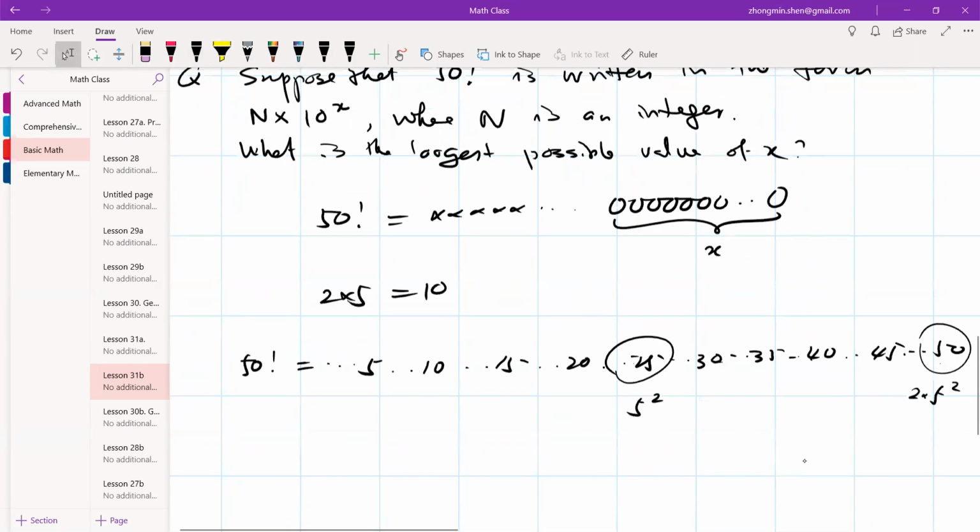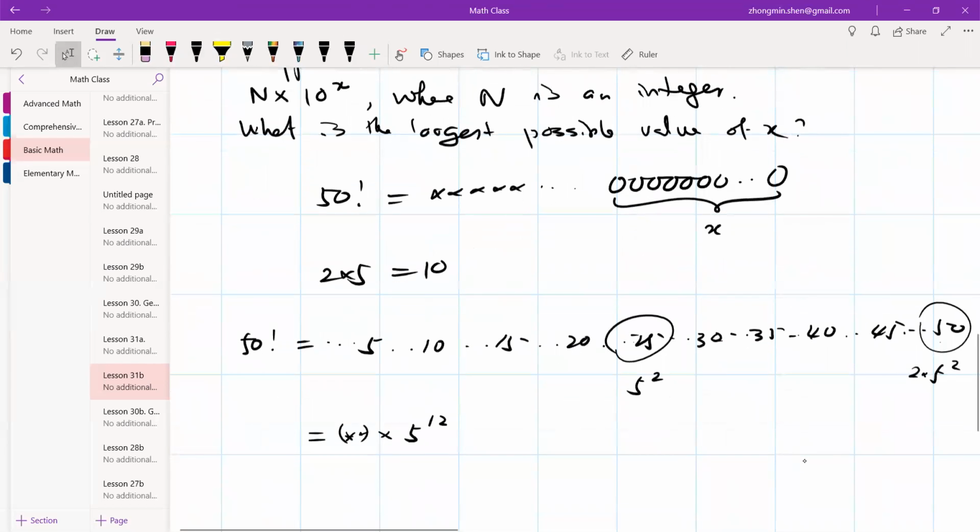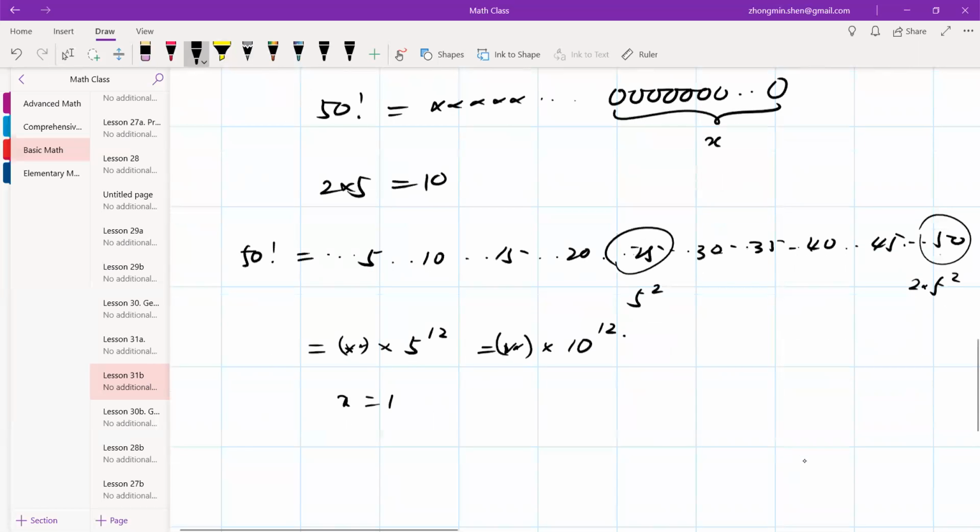Okay, so how many factors are you going to get? You are going to get total 1, 2, 3, 4, 5, 6, 7, 8, 9, 10, 11, 12. Okay, so at least you're going to get some number times 5 to the 12. That's the first thing. But we know that 2 times 5 gives you 10. How many factors of 2 are there? There are more factors of 2 than anything because there are so many even numbers, right? In 50, there are 25 even numbers, so at least 25 factors of 2. That's the reason you can express it as 10 to the 12, okay? So the largest possible value for x is going to be 12.